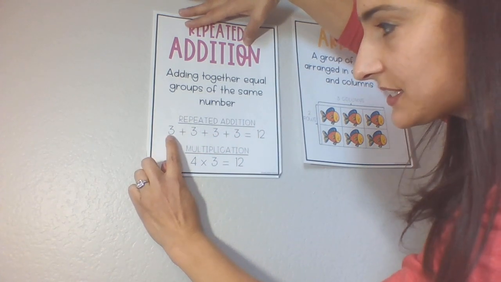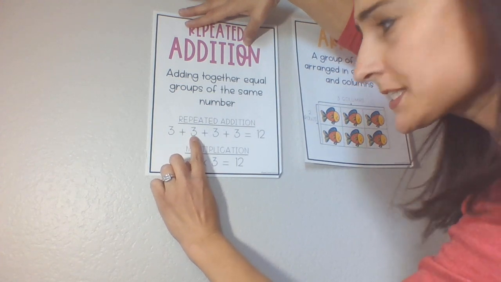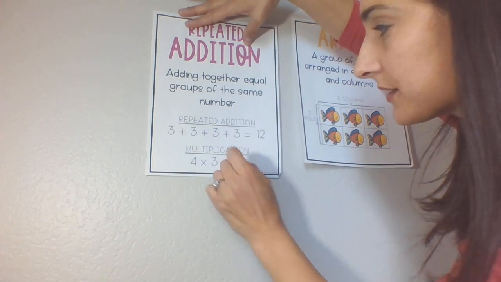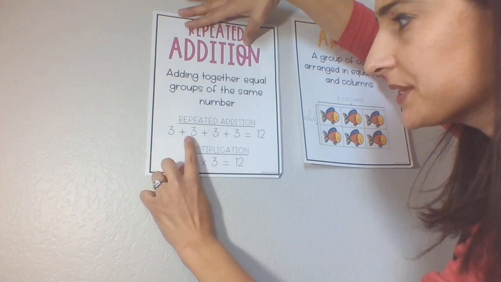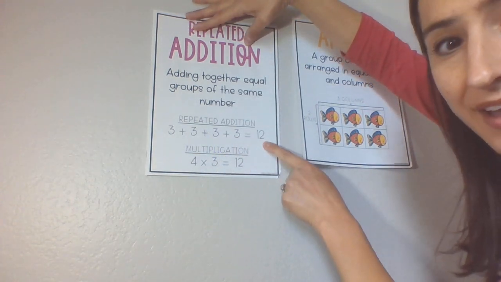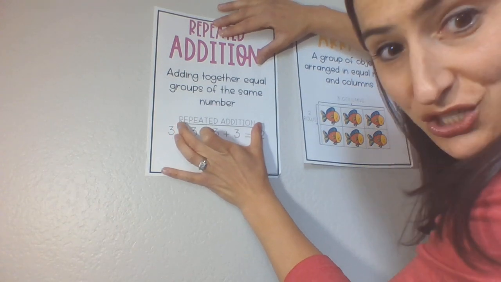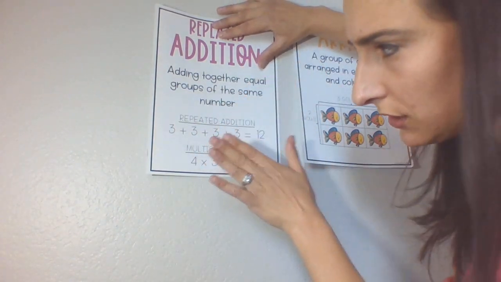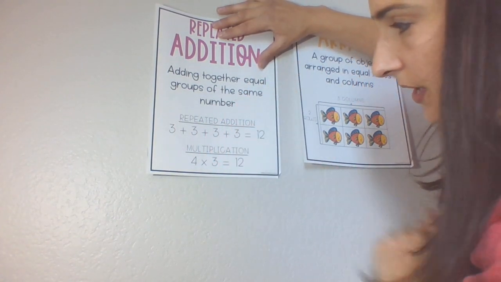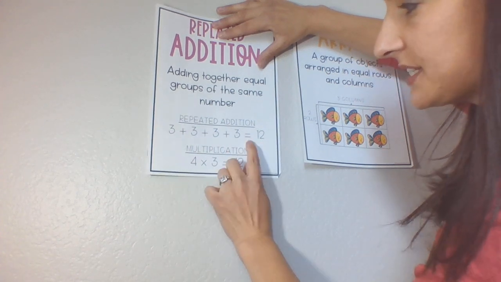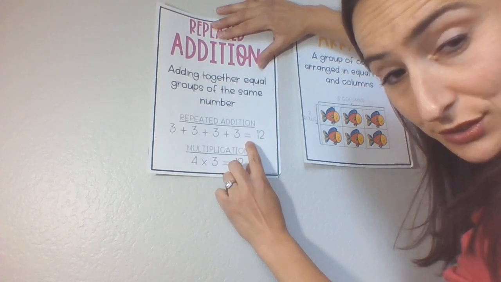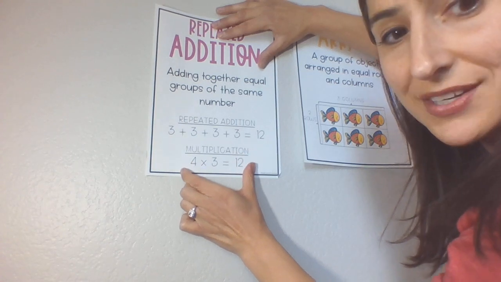We can count like this. 3, 6, if I add 3 more, 9. If I add 3 more, 12. 3, 6, 9, 12. Good job, boys and girls. We can take that repeated addition, and this is our ultimate goal at the end of the unit, okay? We can take that repeated addition and understand what that looks like in a multiplication sentence.